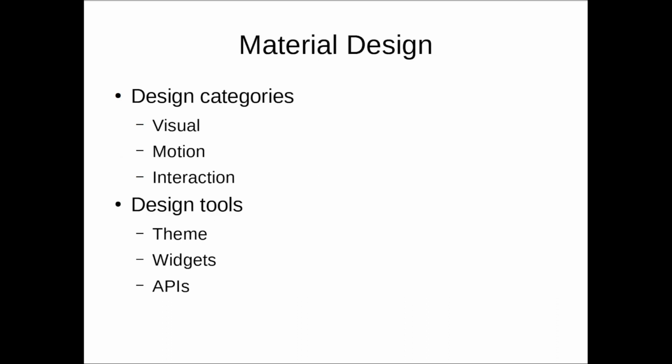So material design was essentially broken down into three categories: visual, motion, and interaction. In order to help developers incorporate material design, they're provided with tools such as themes, widgets, as well as APIs to help with more esoteric things like animations and movement.